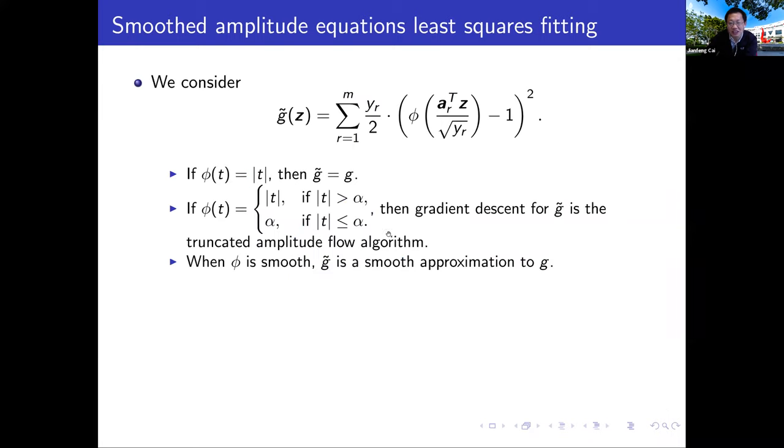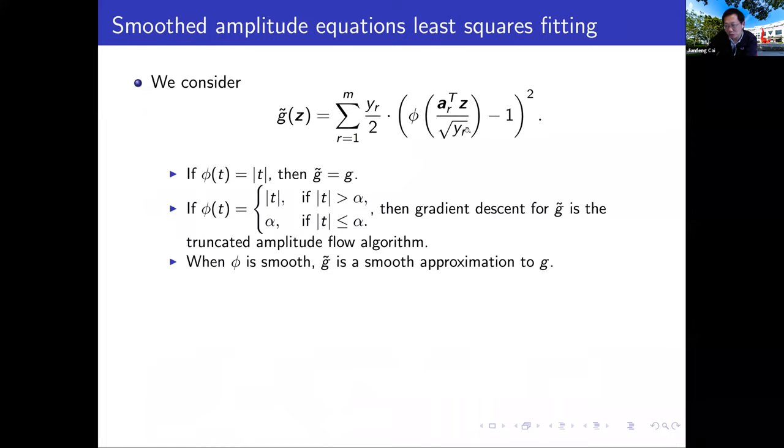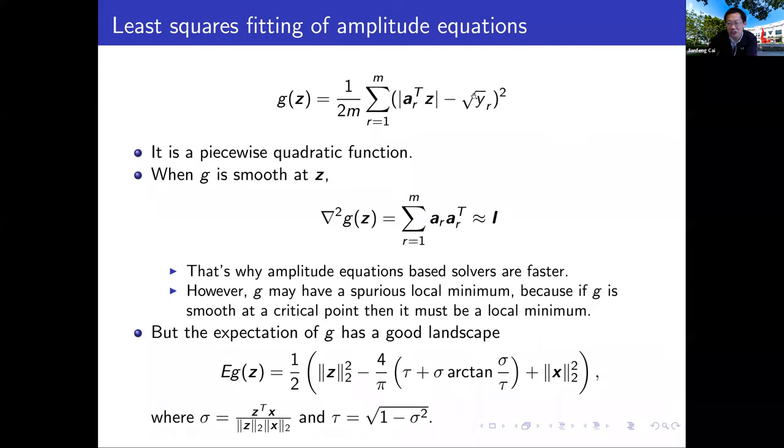You can see that we use this form. So actually we didn't smooth this absolute value function directly. Instead, we first transform this square fitting to this form. We take the ratio of this AR transpose Z and the square root of YR and then take a function phi. So you can see easily that if this phi function equals the absolute value function, we get exactly the G here. It is exactly the same.